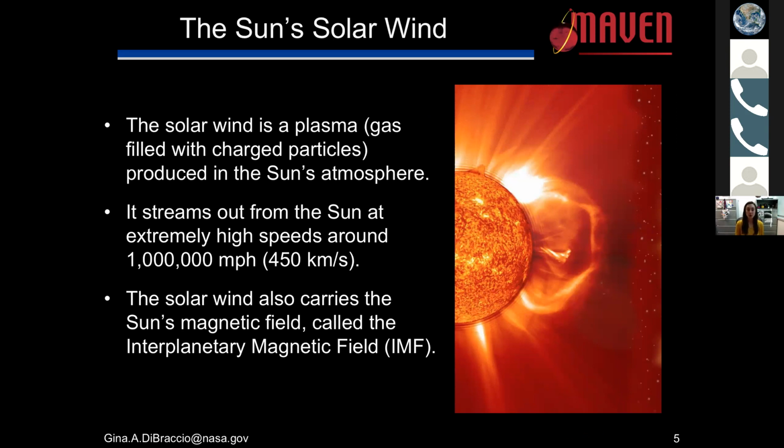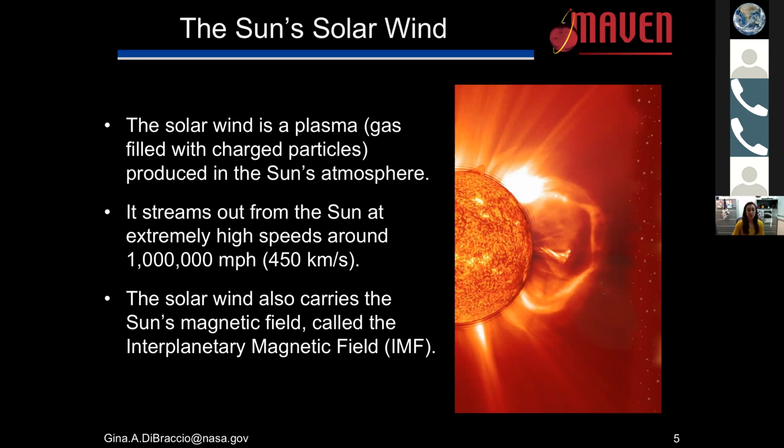So now, as we continue talking about planetary magnetospheres and how they form, let's focus on the sun's solar wind. So the solar wind is a plasma, and a plasma is a gas that's filled with charged particles, and this solar wind plasma is produced in the sun's atmosphere. So the solar wind is going to stream out away from the sun at extremely high speeds, and that's because the atmosphere of the sun is extremely dense compared to space. So it diffuses outward, and it's going outwards at speeds of around 1 million miles per hour. Or as we use kilometers per second, that's the equivalent of about 450 kilometers per second.